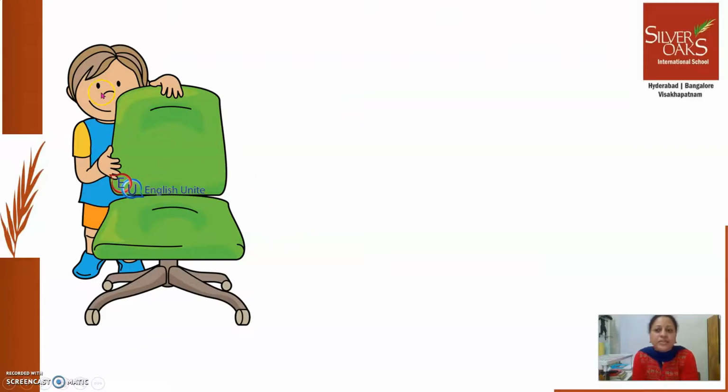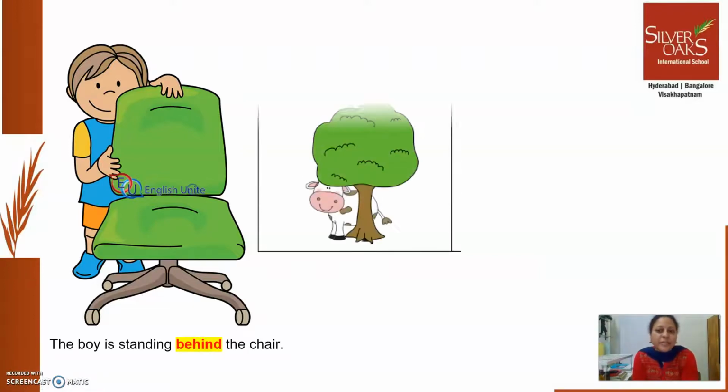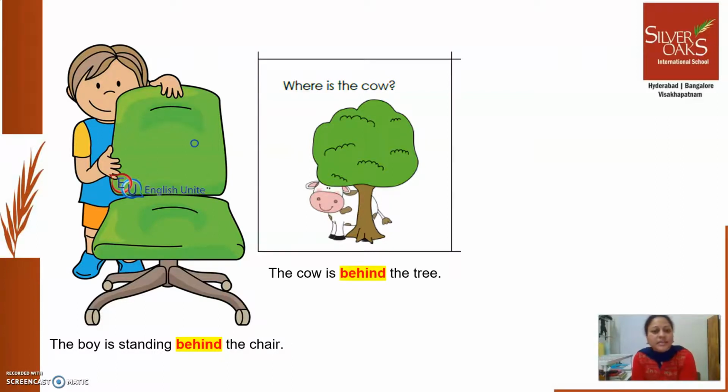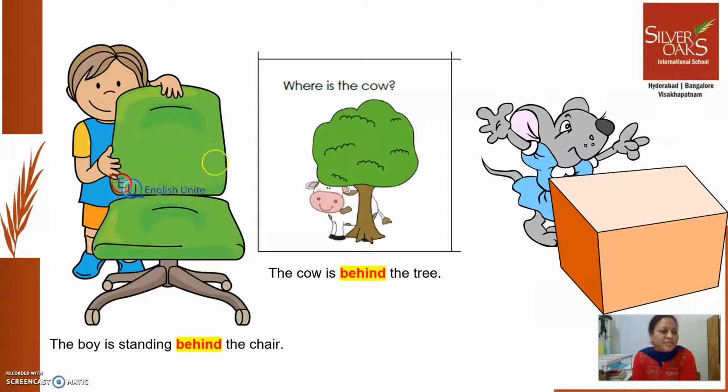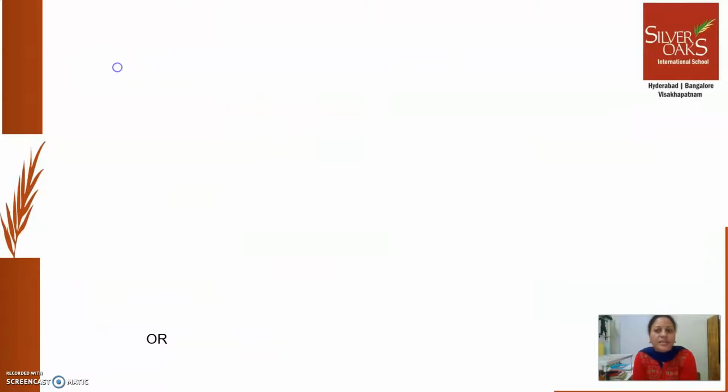And where is the boy standing? He is standing behind the chair. Where is the cow? The cow is behind the tree. Behind. Where is the mouse? The mouse is behind the block. Behind. So the preposition that we used here is behind. Using the preposition behind, we described the position of various nouns.